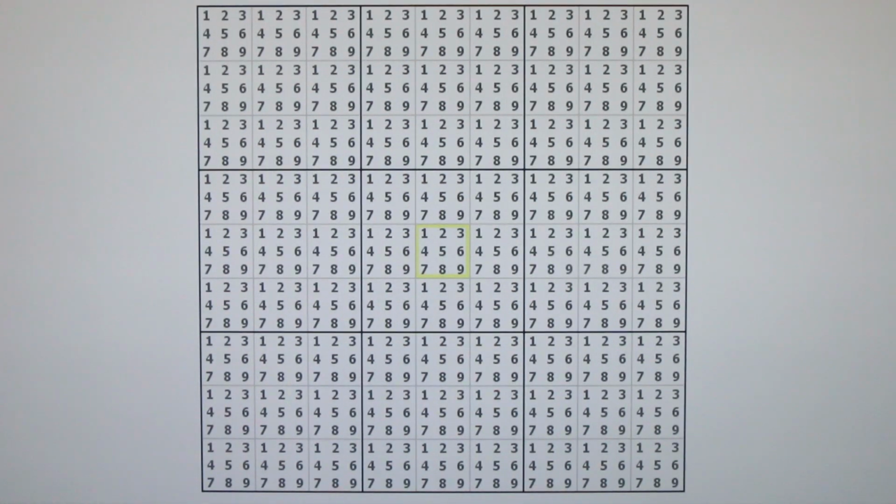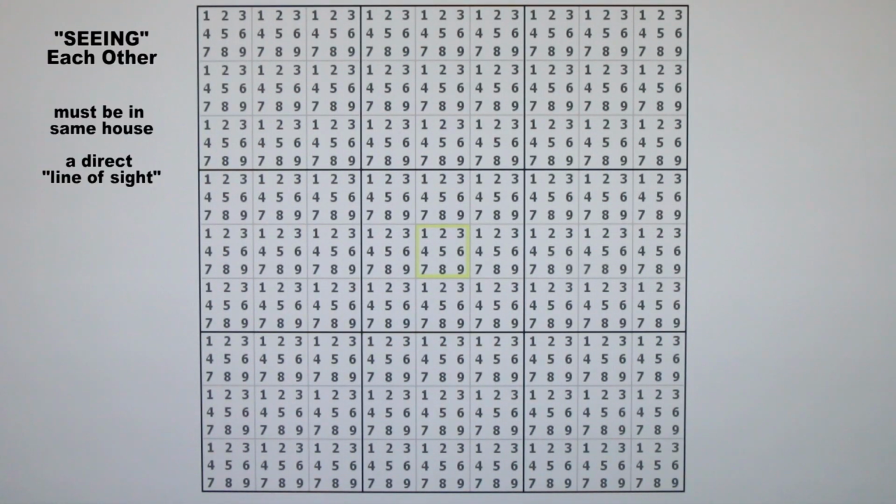Okay, now let's talk about what we mean when we use the term seeing each other. Like two cells can see each other, or two candidates see each other, etc. In order for a cell to see another cell, or for a candidate to see another candidate, they must both be in the same house. This is the only way. Being in the same house connects them in various ways.